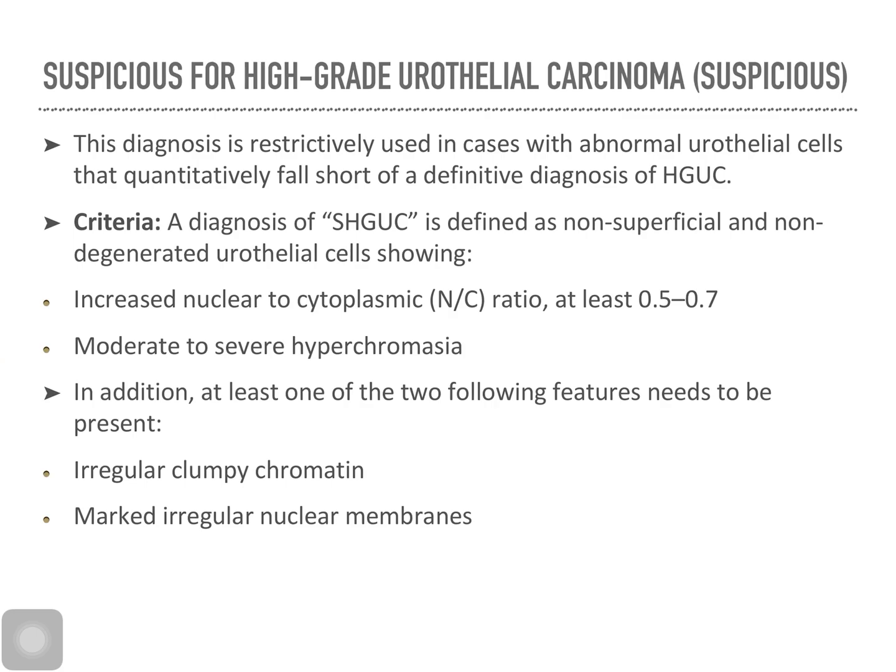So, in this the major criteria are two, that is high NC ratio and moderate to severe hyperchromasia, whereas the minor criteria are irregular chromatin and irregular nuclear membrane. Whereas in atypical urothelial cells, the major criterion was only high NC ratio, whereas the minor criteria were hyperchromasia, irregular nuclear membranes and clumped chromatin.